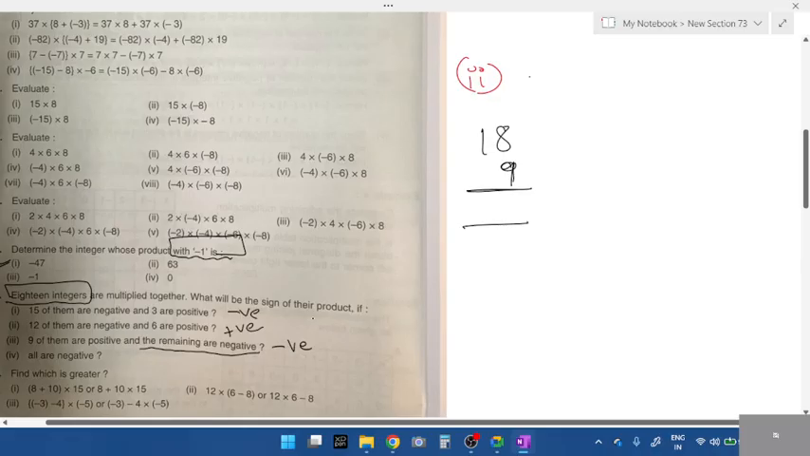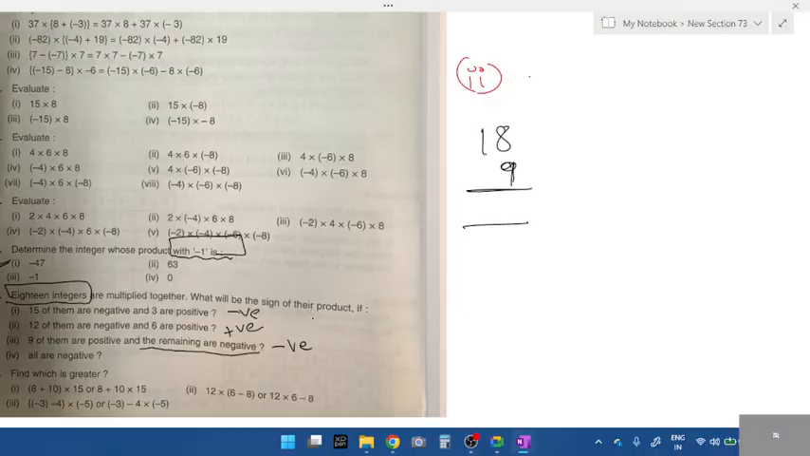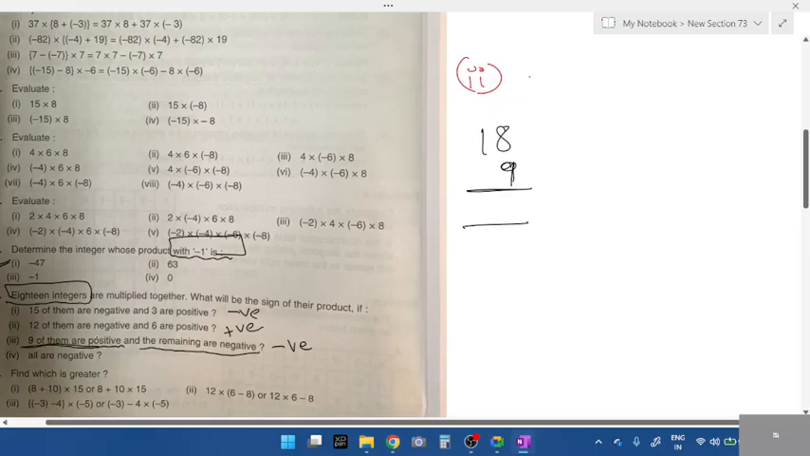Oh, you told negative, right? Negative, fine. I heard it as positive, I thought you wrote positive. Okay, negative. Next question. All of them are negative. What do you mean by all? How many values are there in total?